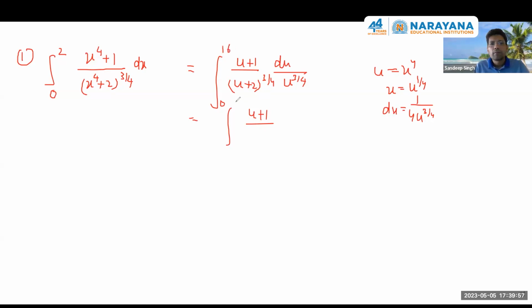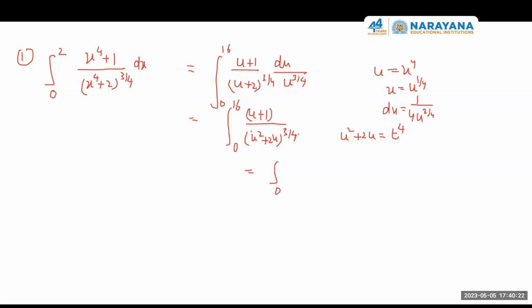0 to 16, and denominator will be how much? u square plus 2u power 3 by 4. So two substitutions you have done, hai? And then you will put u square plus 2u equal to t power 4 and then you can proceed. Correct? No, directly we can take as t, sir. That's what I've taken, t power 4 or t, it is one and the same.